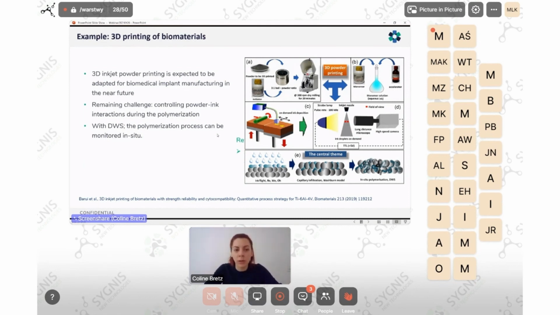And with DWS, what we can do is basically record the polymerization process in situ. This is a paper that was published by some of our customers, where they really studied this in situ polymerization using DWS. In that case, you could even look only at the correlation function. The changes induced in this material were directly recorded with the raw data of DWS. So that is an example of, again, 3D printing of biomaterials. Of course, this also applies to non-biomaterials and can apply to a wide range of techniques here.